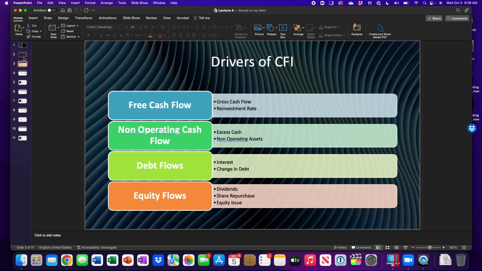We'll then look at the non-operating cash flow impacts of CFI, primarily excess cash, the change in excess cash, and/or the change in the non-operating assets, right? But nonetheless, those two together, free cash flow and non-operating cash flow, explain CFI. So we'll explain that. Then, if we have CFI, we're going to pay it out, distribute it.